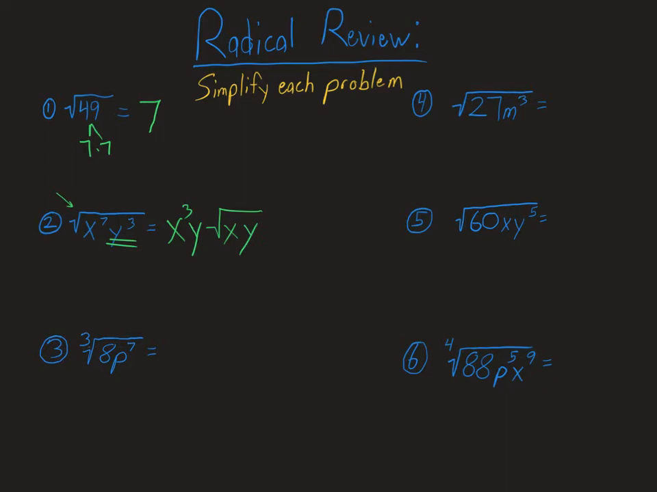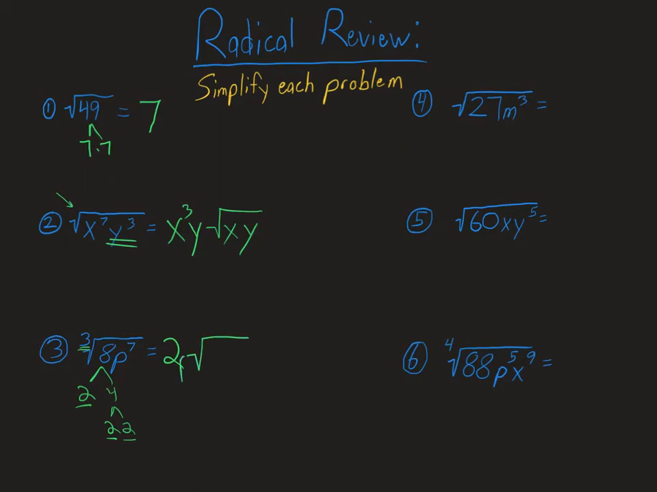Number 3, notice we're doing a cube root. So if we break down 8, that's 2 times 4. 4 is 2 times 2. So there's 1, 2, 3 2's. Taking the cube root of that 8 means it's a 2, and the 8 disappears entirely. All we've got left is the p's in there, and there's 7 of them.